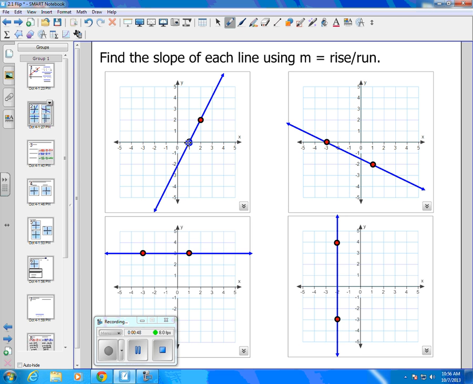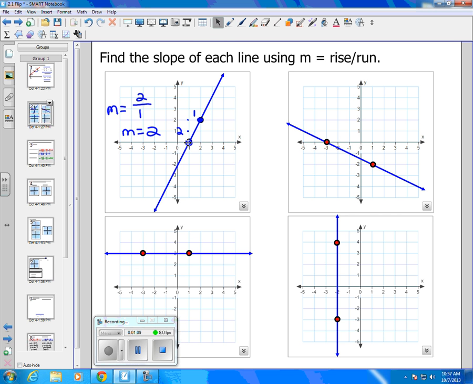If I want to calculate the slope of that line, again, I can just count. So if I count up, that would be dealing with the rise. So in this case, my rise is 2 units up, and I'm counting 1 unit over. So that would be my run of 1. So the slope would be that rise, 2, over the run, 1. So my slope is 2.